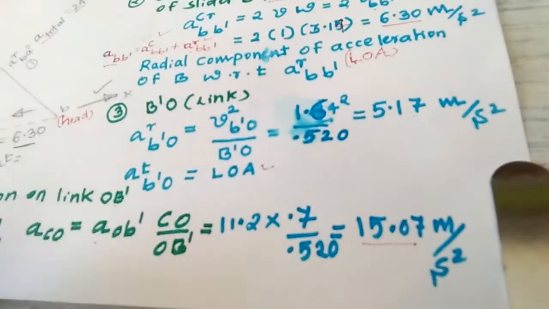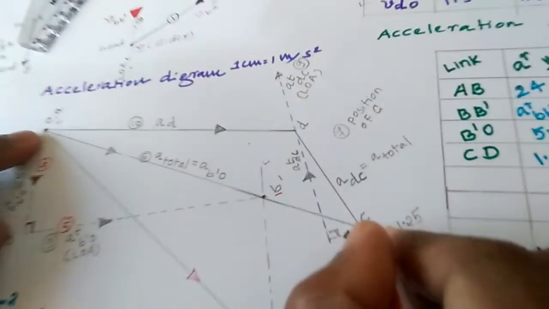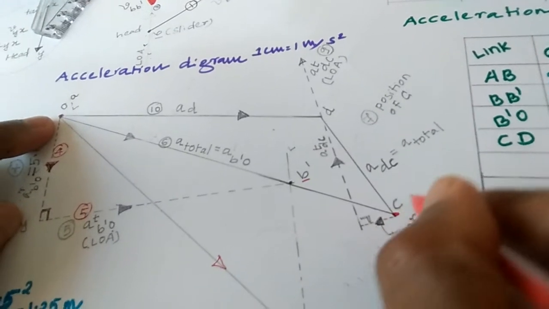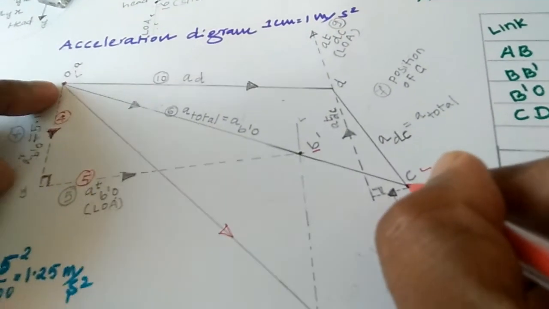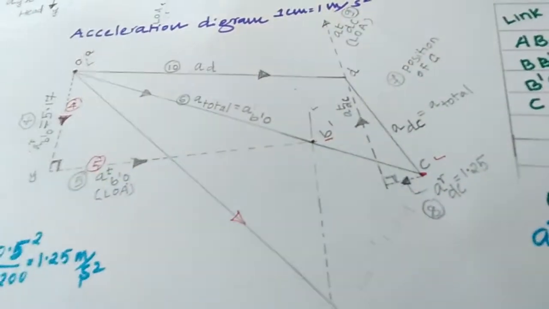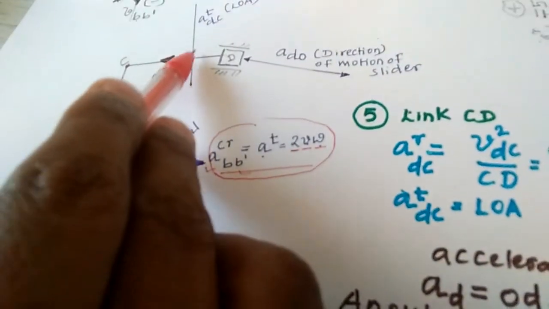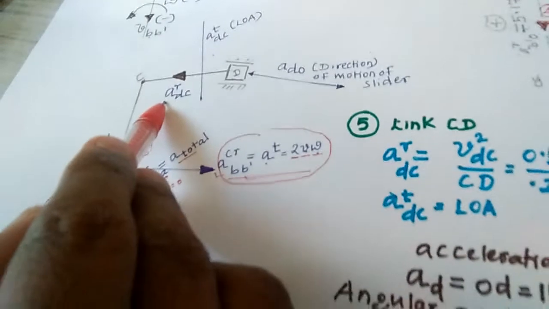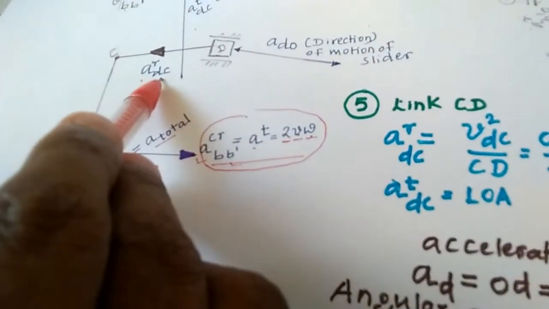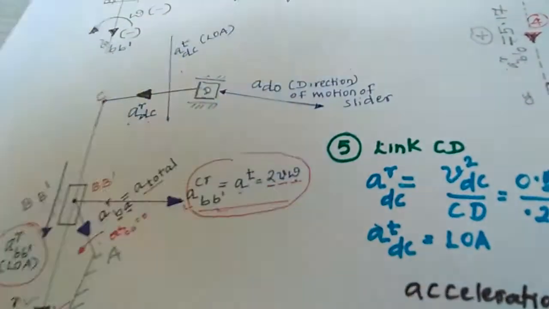From that you have to draw this and find the position here. Okay, you got this position. After this position, you have to find CD. You come to the link CD. In CD also you will find two components: one is tangential, one is radial. For the radial you can find it using the velocity diagram. Tangential is also a line of action. I will go to that now.